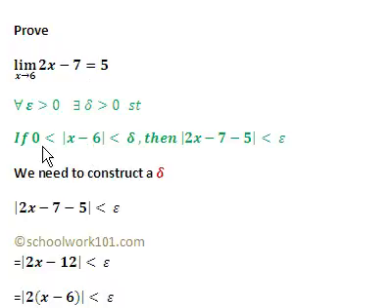So we write: the absolute value of x minus 6 is greater than 0 and less than delta. Then the absolute value of 2x minus 7 minus 5, this is our f of x minus our L, is less than epsilon. Now, to prove that this is true, what we need to do is construct a delta.